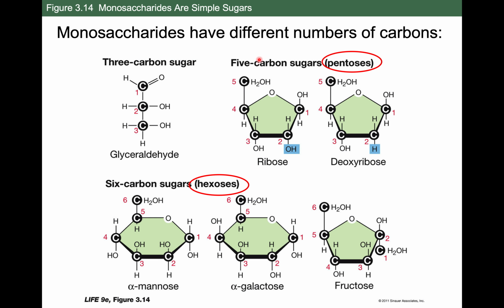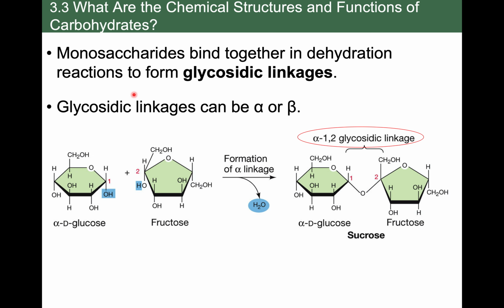We've got 5-carbon monosaccharides, ribose and deoxyribose. We're going to bump into those here in the near future because those are important components of DNA and RNA. You can even have a little 3-carbon glyceraldehyde monosaccharides. But for our purposes, we're going to primarily focus on glucose, as I said.